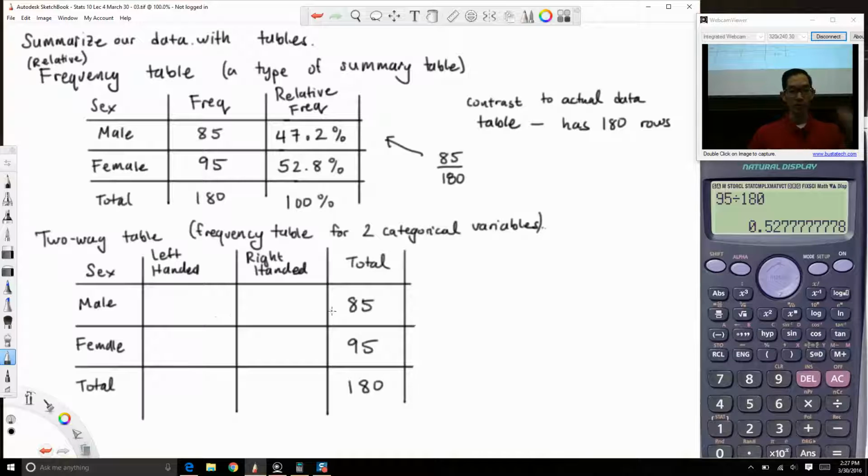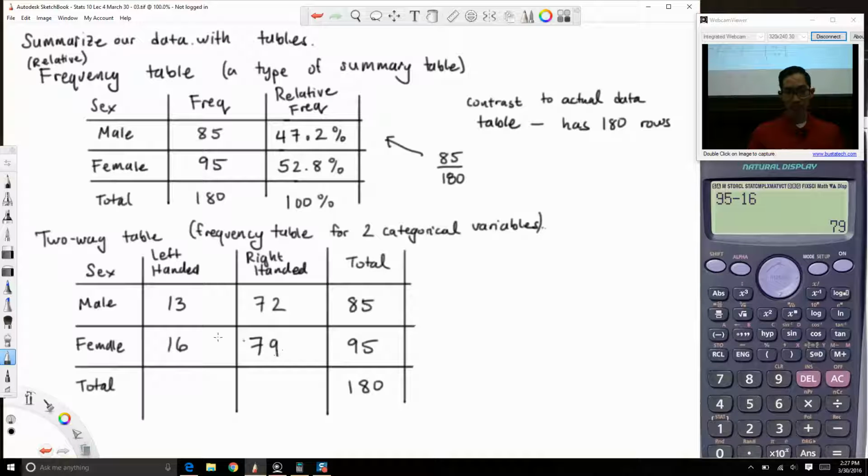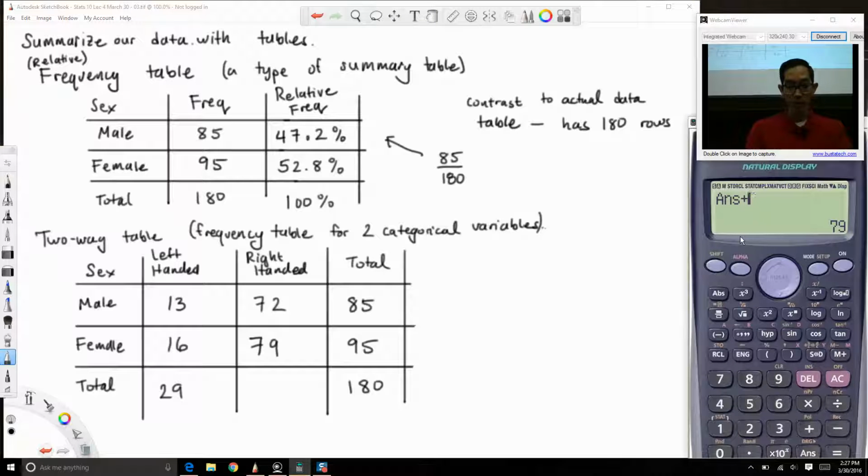And then we just have to say, well, how many left-handed males are there? I don't know, 13, okay? And that makes the right-handed males, how many would there then be? We would have 72, okay? Make up another number over here, I don't know, 16. So 95 minus 16, 79. Okay, so 13 plus 16 adds up to 29, and 72 plus 79 adds up to 151.